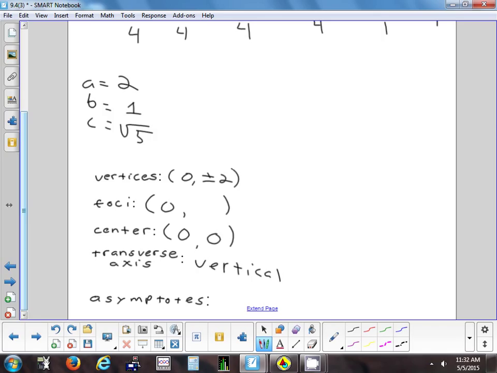Oh, C. So plus or minus square root of 5. Yep, so you had the right idea. The 0 was good, plus or minus was good. It's just we had the wrong letter.